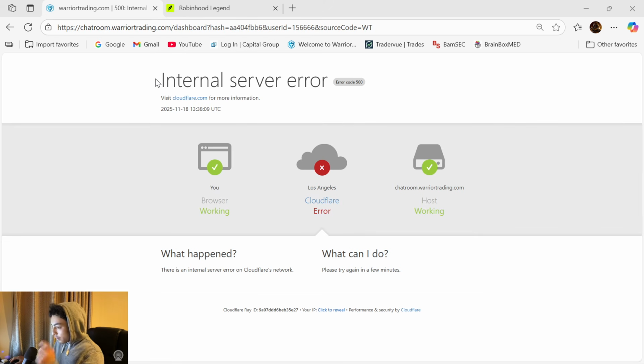So today we're going to show you guys why I'm not trading anything. Well, the tool where we're trading is down, with a Cloudflare error. It's a worldwide error, not just the website. You can see hosts working, browsers working, but it's a Cloudflare error.